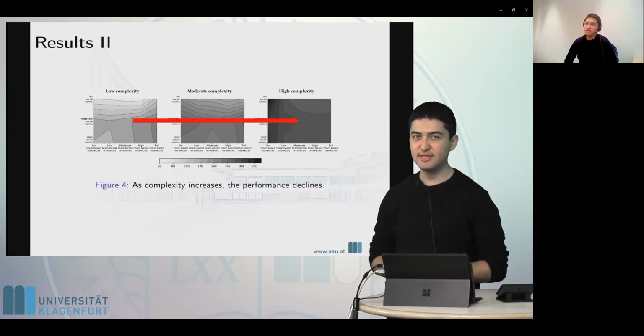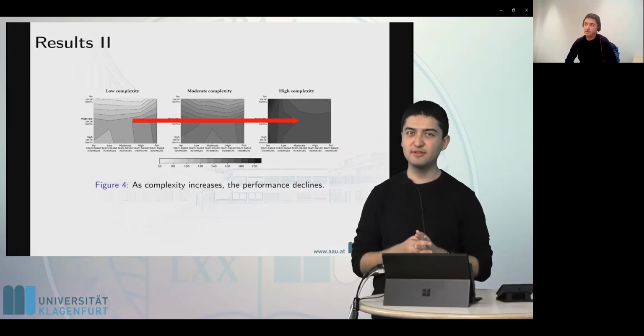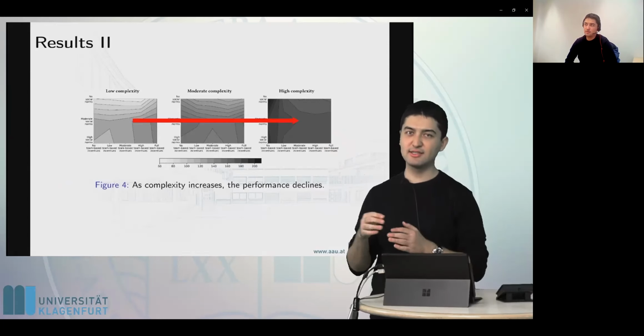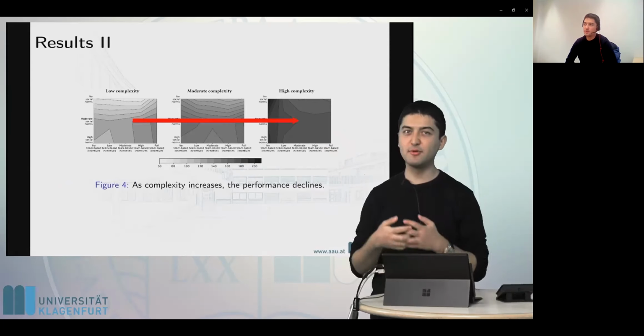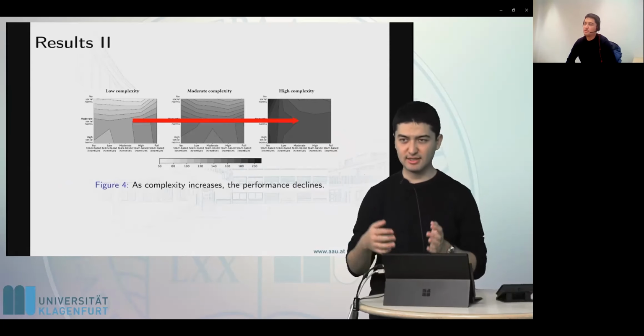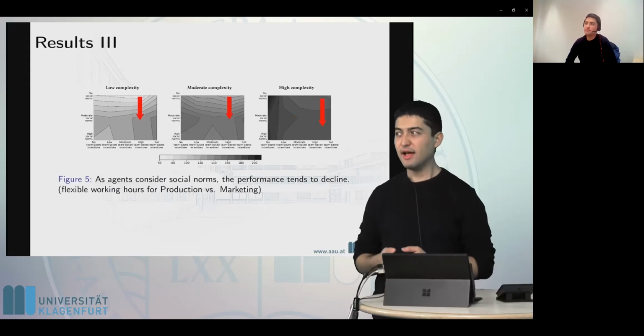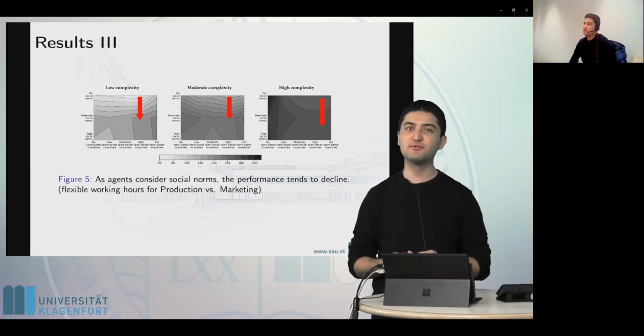Our first result is that, regardless of every other parameter, the graphs get darker as the complexity increases, meaning the performance drops. This is an established finding. The more difficult the problem is, the smaller the performance of an organization.